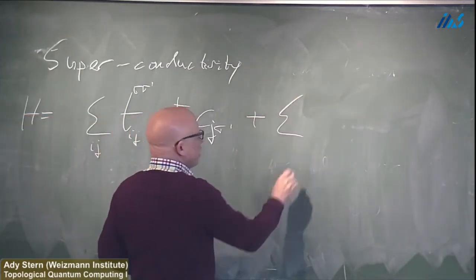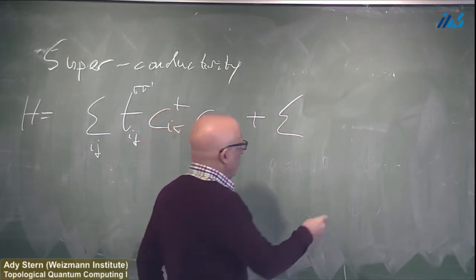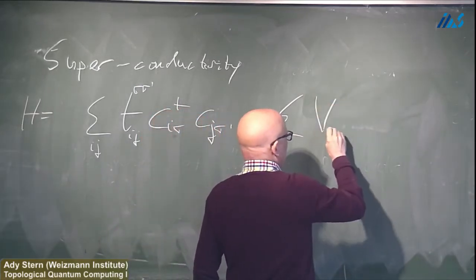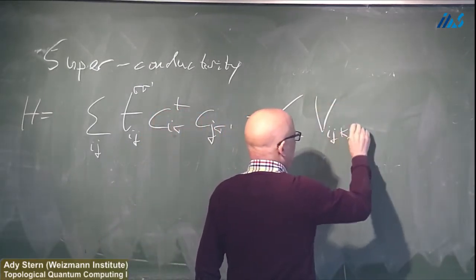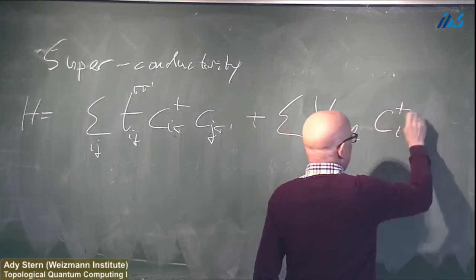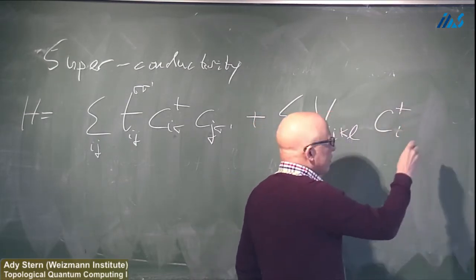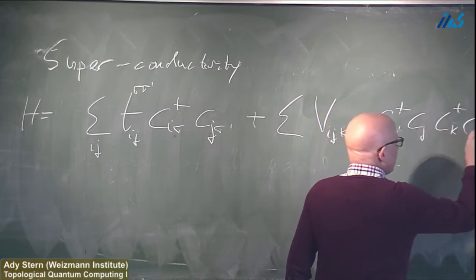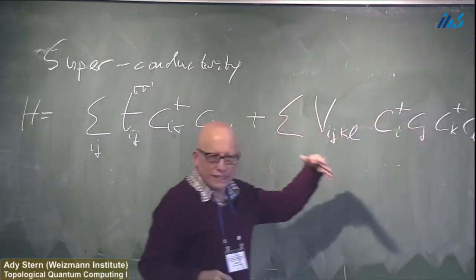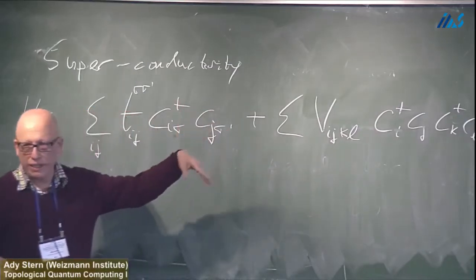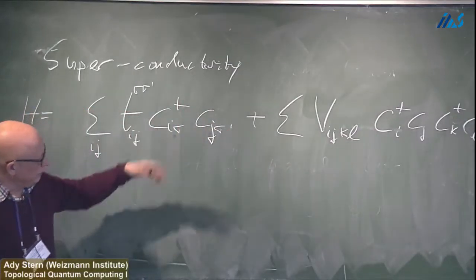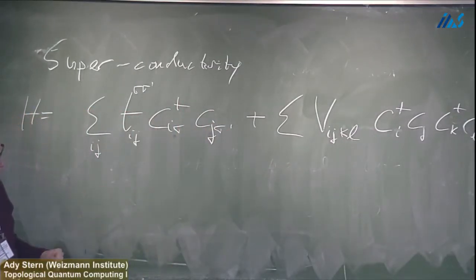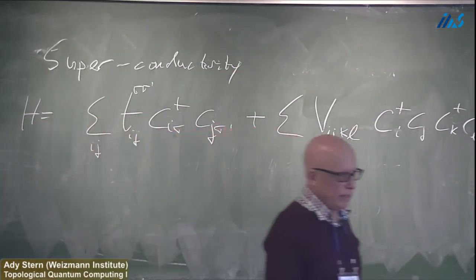And then we have an interaction term where we have V_ijkl, and we scatter. It's a two electron term, and lots of spin indices. They are not that important. So let me neglect all the complicating factors. Superconductivity, first of all, as you know, comes out of an experiment.